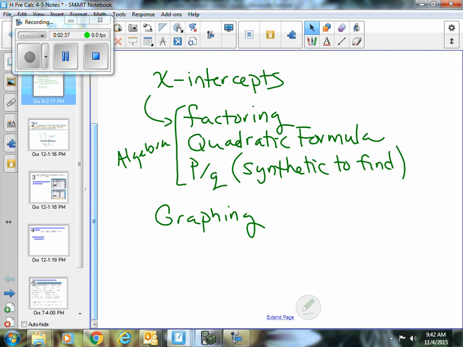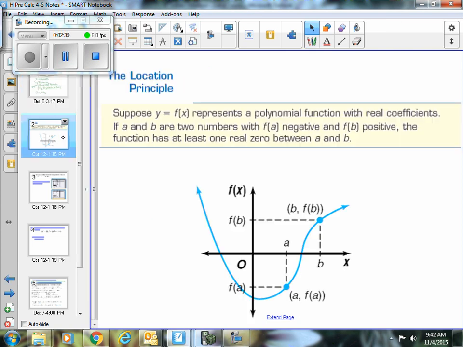Okay, so we're going to back up a little bit and talk about, graphically speaking, what a zero means. It's called the location principle. I think it's pretty common sense, but it makes sense if you look at the definition. If you're going to have a zero on a function, an x-intercept, if you're going to cross the x-axis, the value of your function, the answers for y, have to change sign. They have to go from either negative to positive or positive to negative.